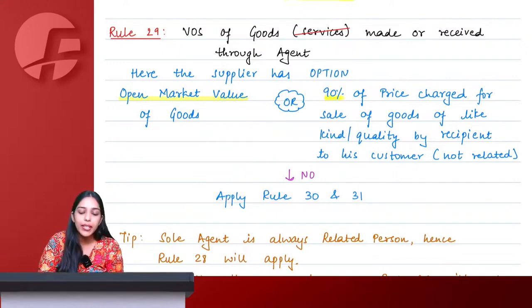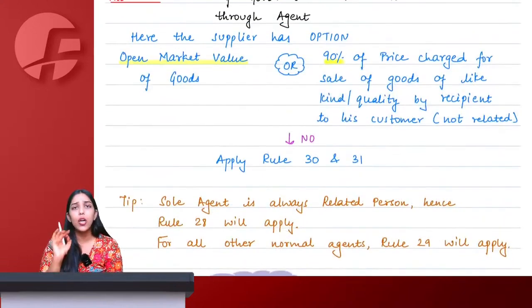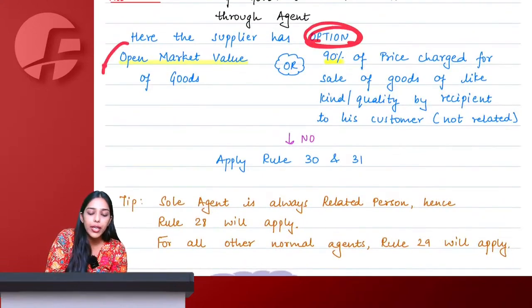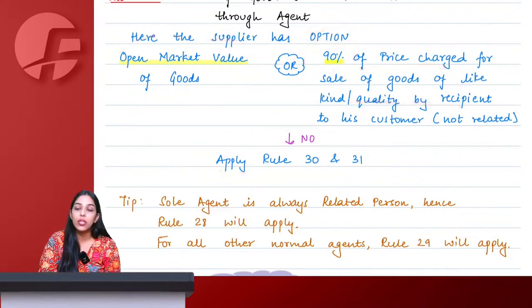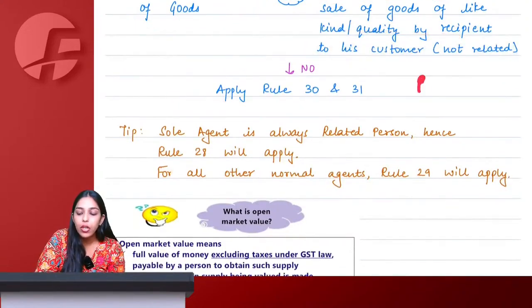That is all. So rule 29 is very simple. Whenever supplying through or receiving through an agent goods, you have an open option to take open market value or 90%. If nothing is available, rule 30, rule 31. Now understand, for all related persons, we apply rule 28. But for agent, we apply rule 29.